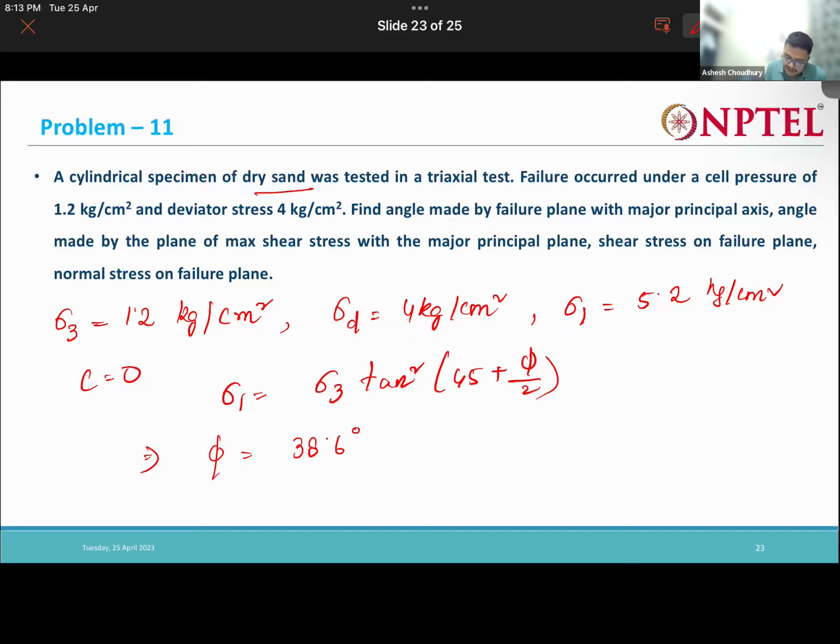Okay. So first, find the angle made by the failure plane with the major principal axis. If you remember, this is nothing but 45 plus phi by 2. It will be 64.35 degrees. Okay. Angle made by the plane of maximum shear stress with the major principal plane. So we don't have to do anything. Can you tell me what should be this answer?